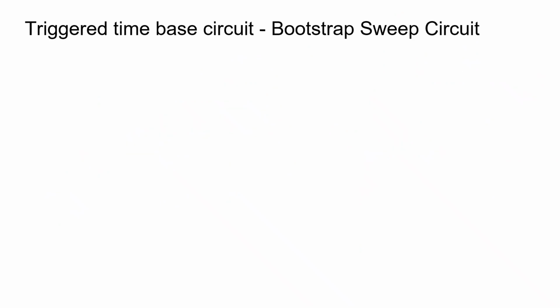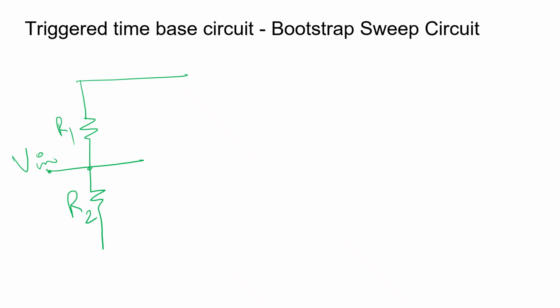The next circuit is the bootstrap sweep circuit. So we will be trying to get a sweep waveform. R1, R2, a voltage divider circuit, is fed to the base of a transistor, through the help of a diode and a resistor connected to the collector terminal.